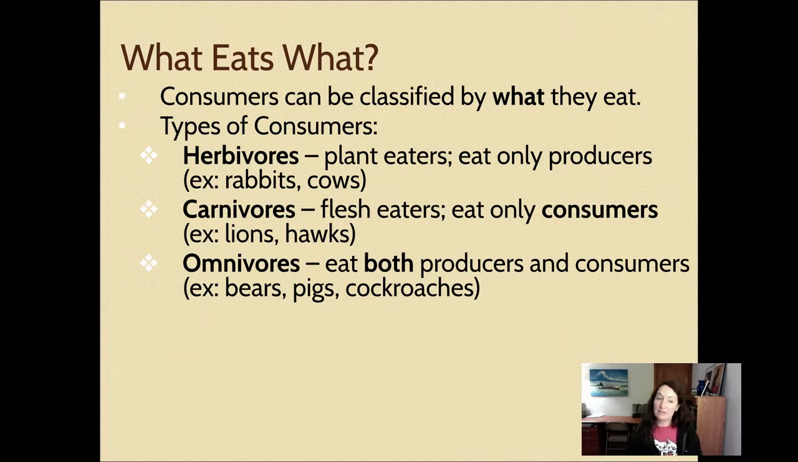Then you have organisms that eat both plants and animals, or plants or producers and consumers. So this would be like bears, which eat fruits and berries in addition to salmon and other meat. Pigs and cockroaches are even omnivores. They will eat either flesh or plants. And then we, of course, are omnivores. So if you have the ability to eat plants and meat, you're considered an omnivore.